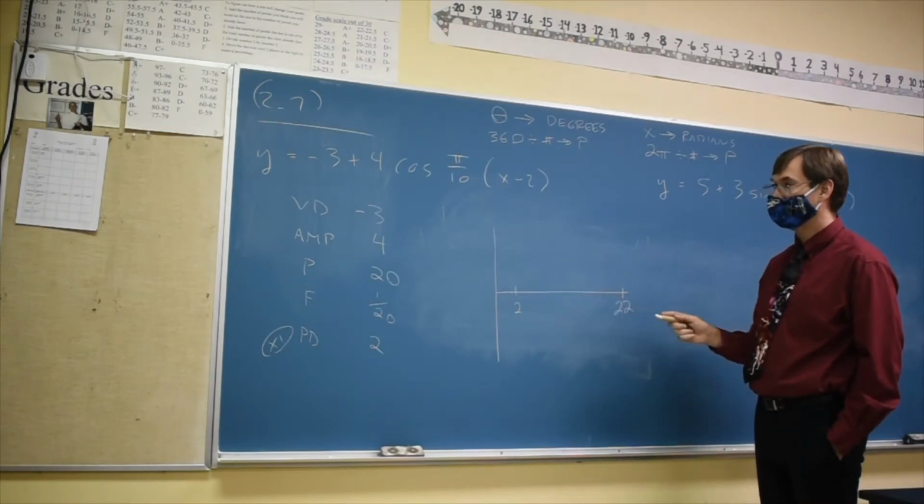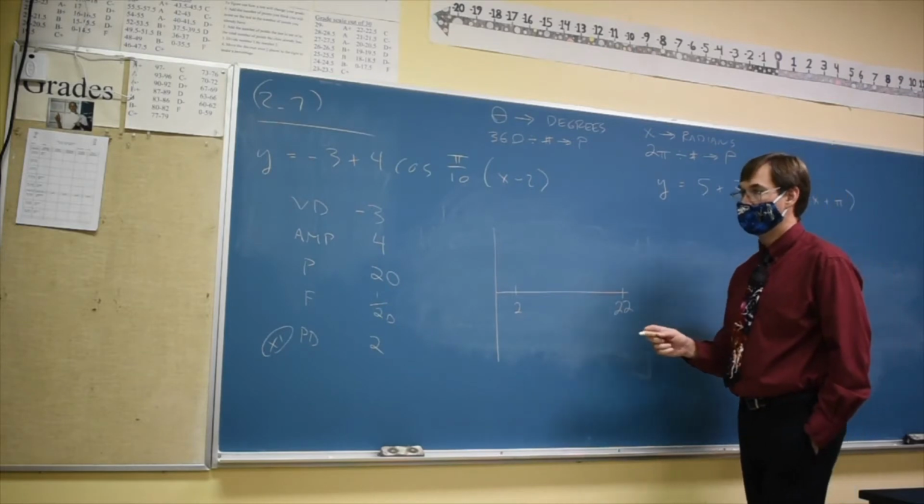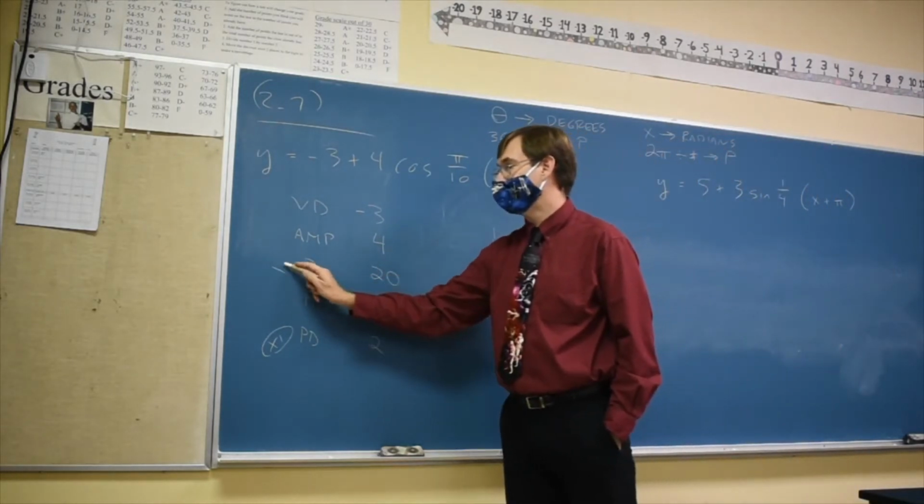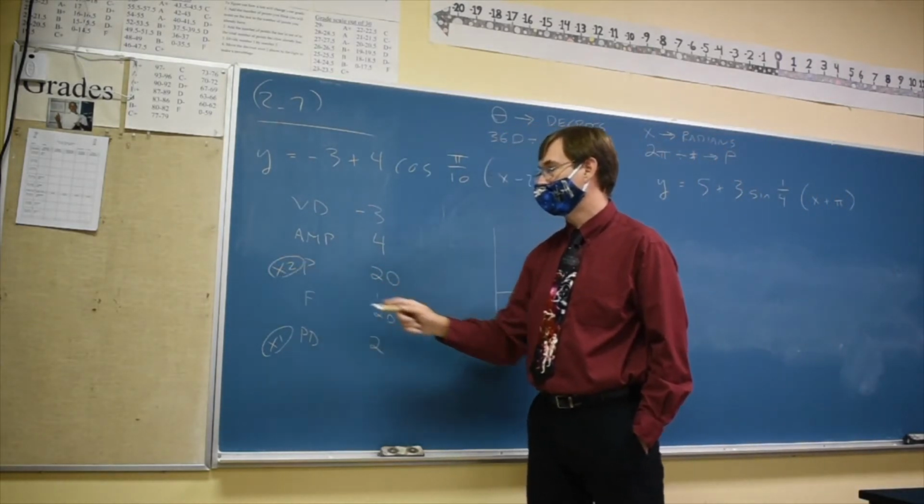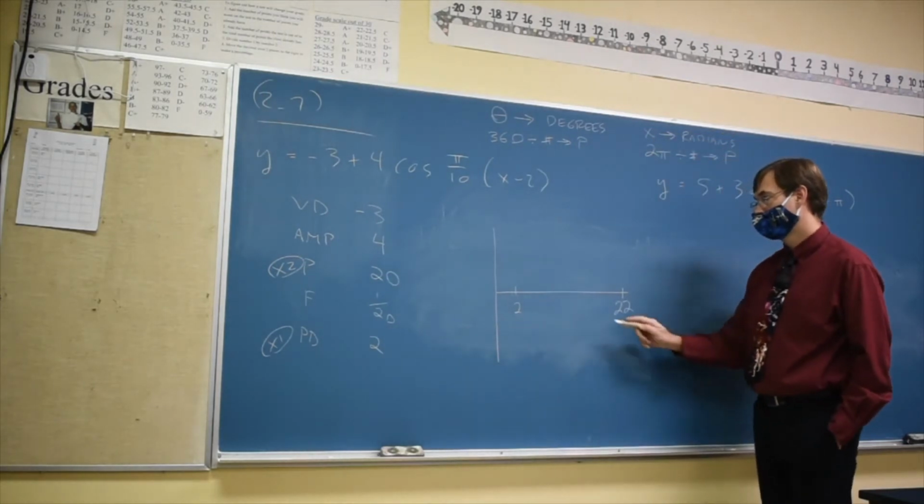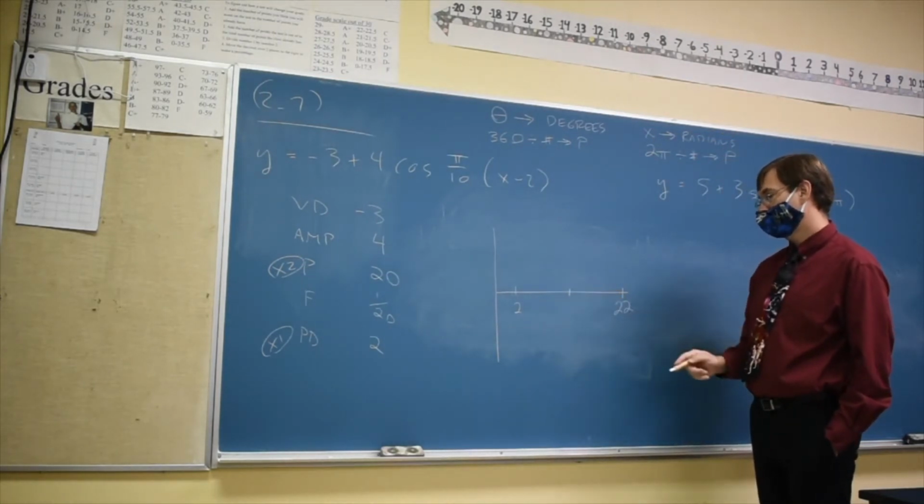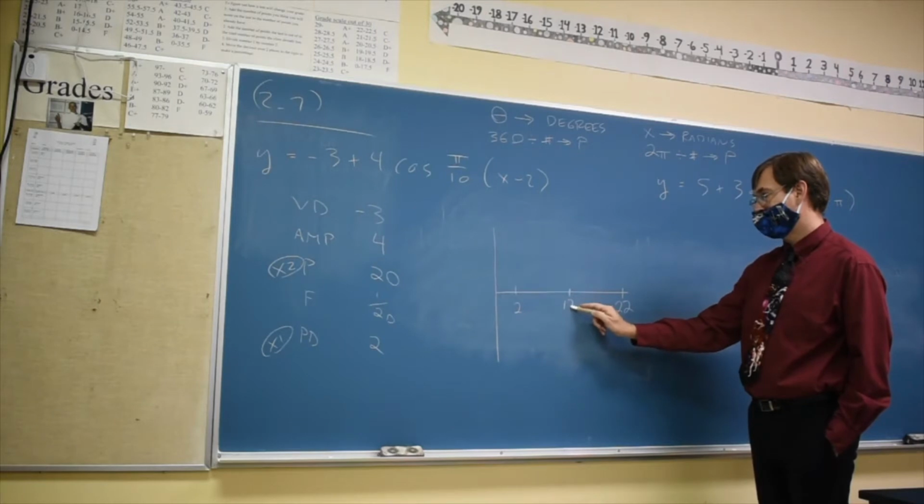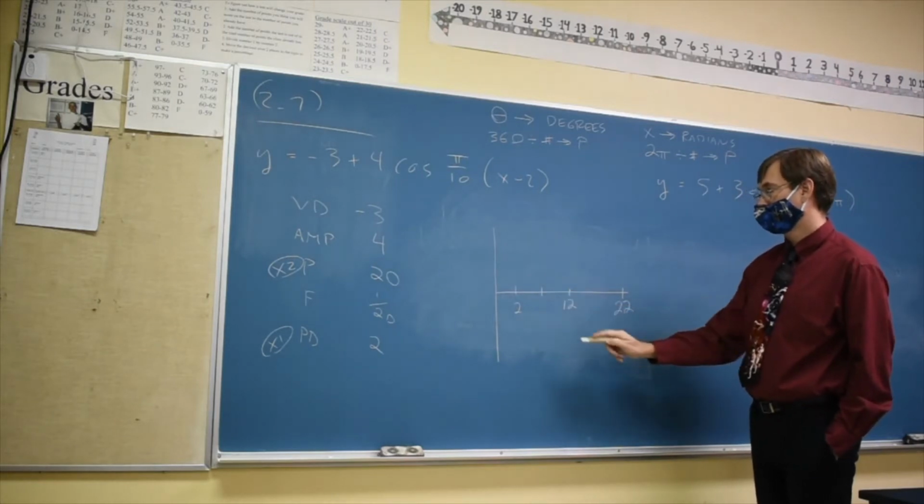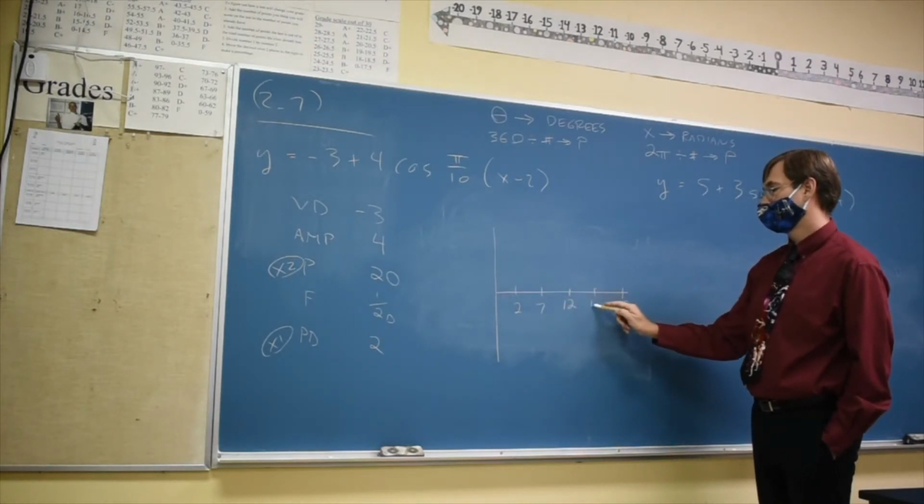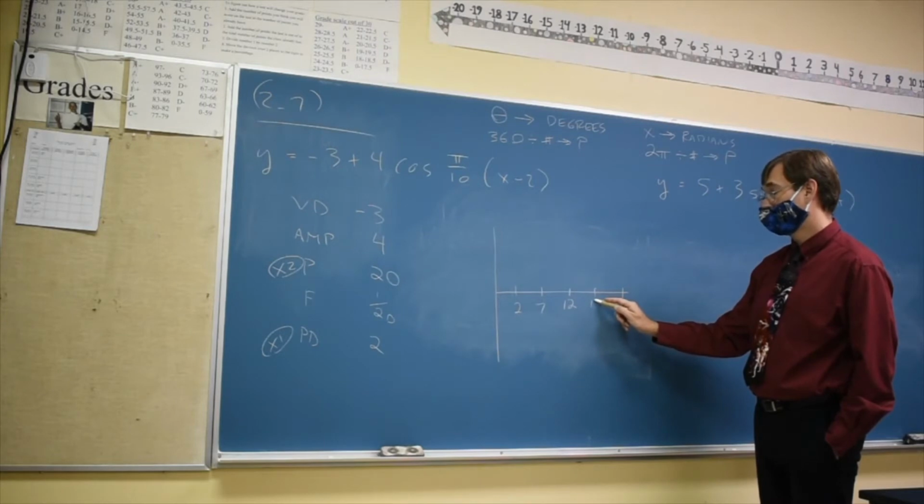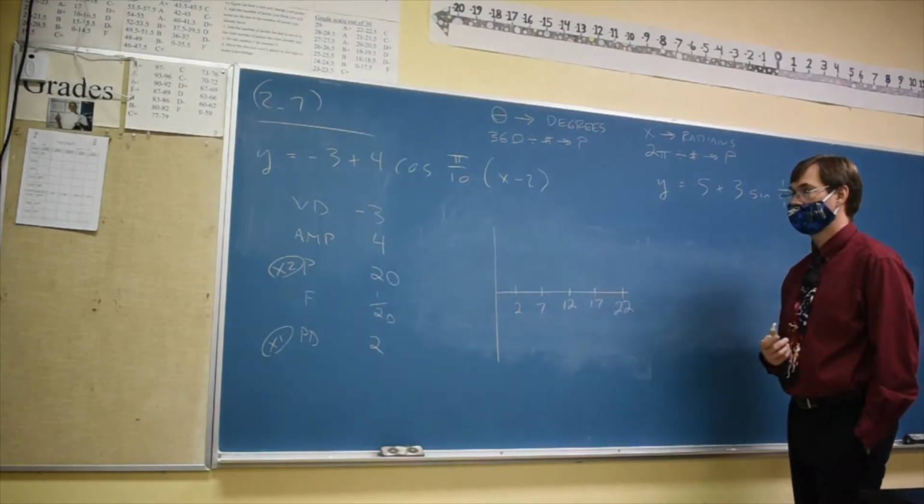How did you get that? 20 plus 2. Add on the period. The period is always the x-axis fact number 2 to use. Middle number, 12. Is 12 if we average. 7. 7 is true. 17. 17 is true.